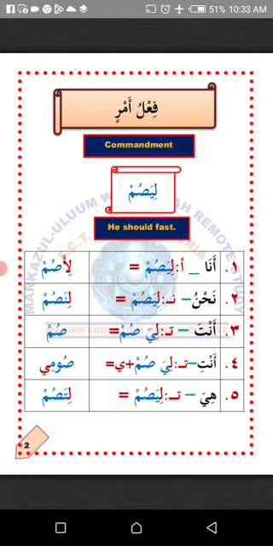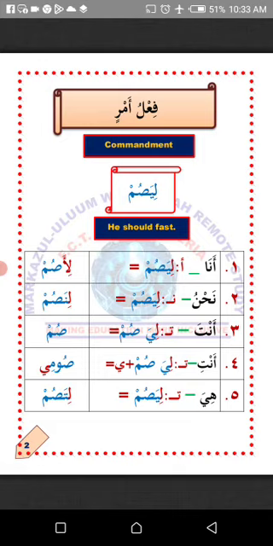Number two, nahnu, we. So how do we change the verb liyasum to suit nahnu? All you need to do is to detach ya'un and attach nunun. So the verb liyasum will now become linasum, which means we should fast.